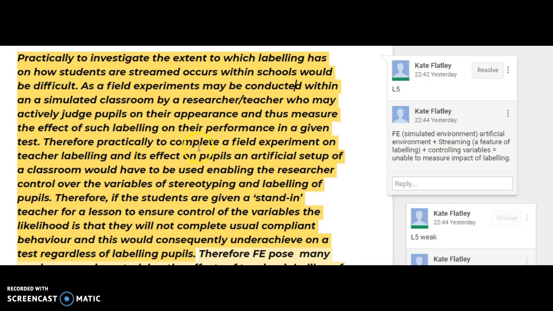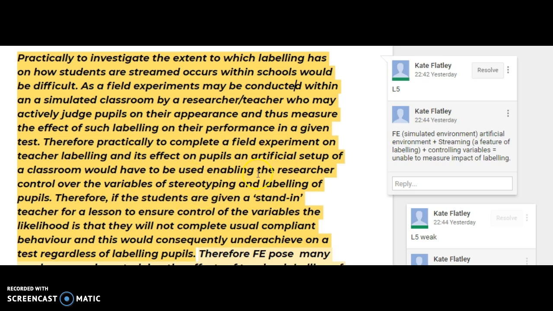To practically complete the field experiment, in this artificial setup, a classroom would have been used, enabling the researcher control over the variables. Now she's clarifying that in this scenario, we've got a stand-in teacher. We've not got a real-life teacher in this scenario, so that means that the stand-in teacher, in order to control the variables, the students might not act in a natural manner. She's not said about the Hawthorne effect. She's not mentioned social desirability, which could potentially cost her marks.